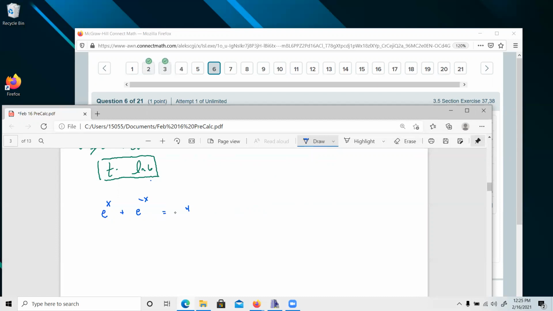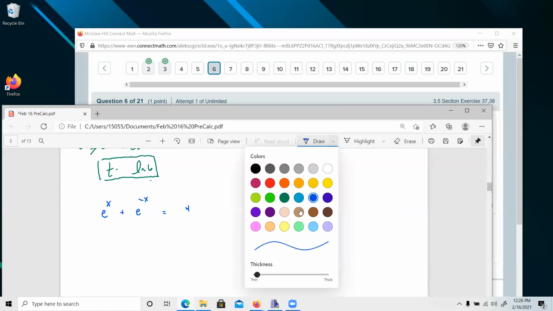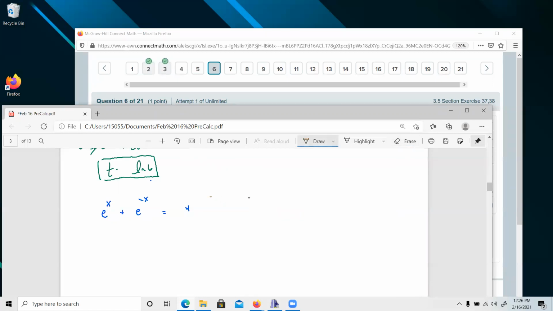Well, you might look at this and say, we'll just do the same thing, I'm just going to take the logarithm of both sides. You can't take the log of both sides. Actually, we're going to do it in that brown so that you know that this is a very wrong thing to do. This is not the right answer. So we have e to the x plus e to the negative x equals 4.